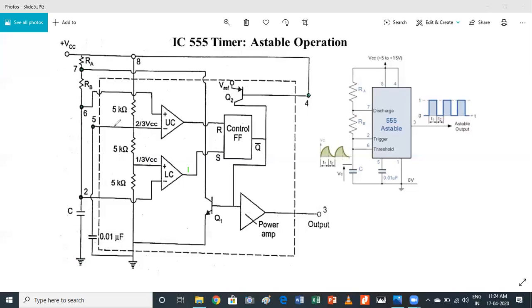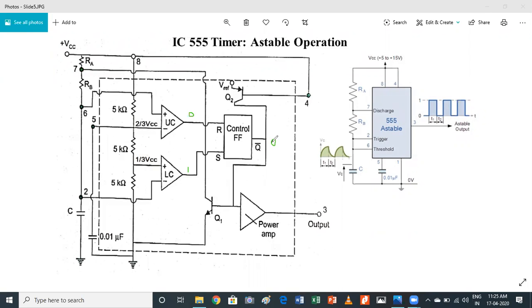Here also we have less than 2/3 VCC voltage. So the upper comparator output becomes 0 now. So what is the control flip-flop input? S becomes 1, R becomes 0. Now the flip-flop is in set state. Set state means Q becomes 1, Q bar becomes 0.